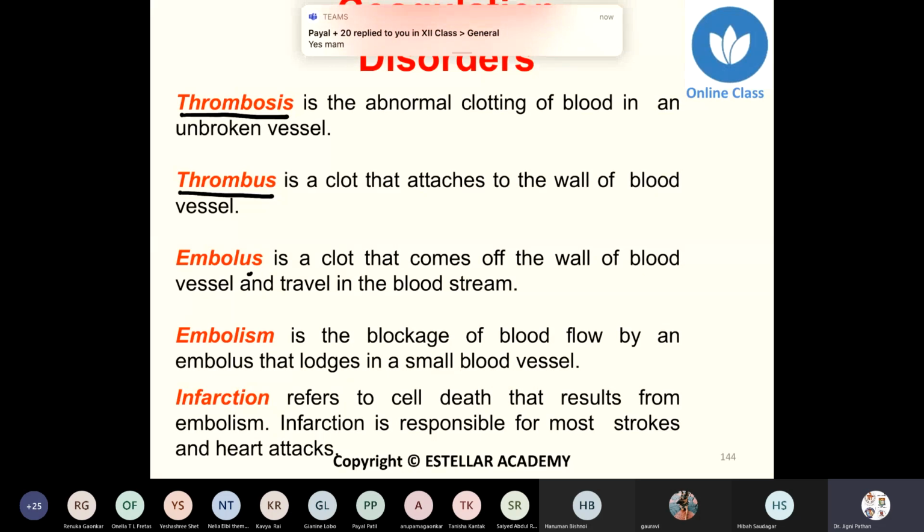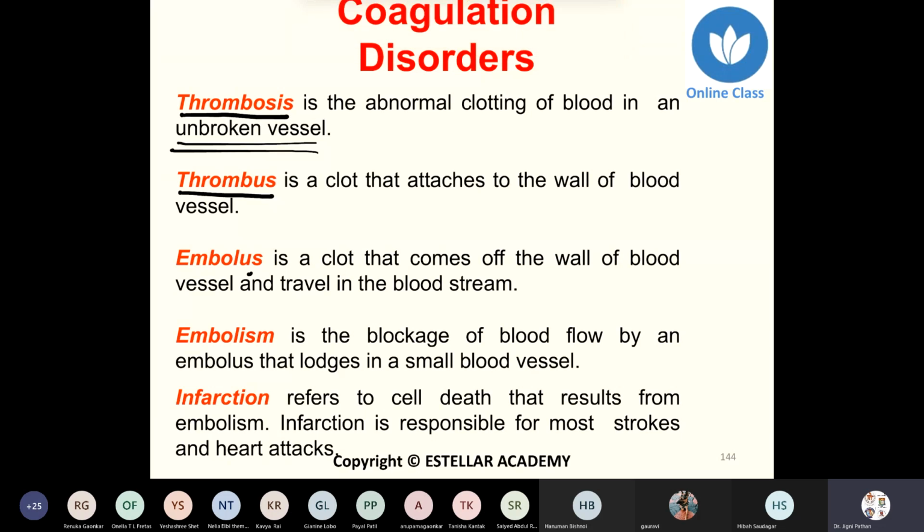What is thrombosis? It is abnormal clotting of blood in unbroken vessels. Abnormal, like it doesn't require clotting for so long, but it keeps on clotting. That is called abnormal clotting, this thrombosis. A clot should form where there's a broken vessel, but if the vessel is not broken and it is still forming a clot, this clot attaches to the wall of the vessel.